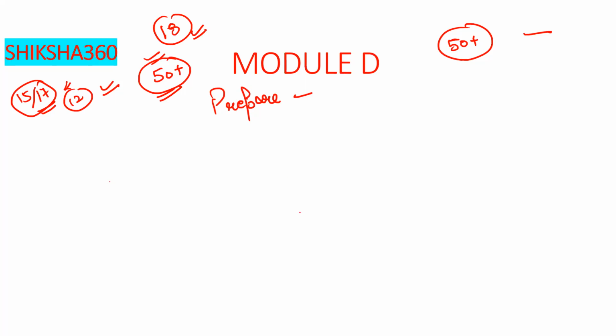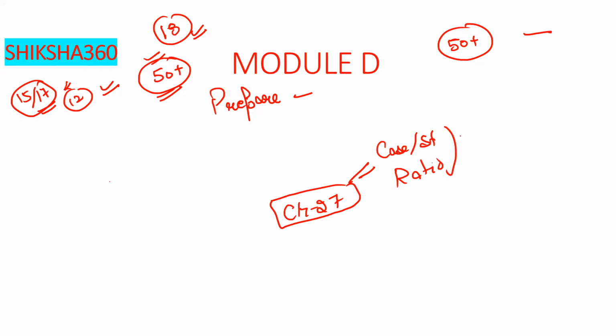Like in chapter number 27, we have covered all topics one by one. We also know that in this chapter they will ask case studies or ratio based questions. So we have to cover both, and that's why we will provide the MCQs on that also.